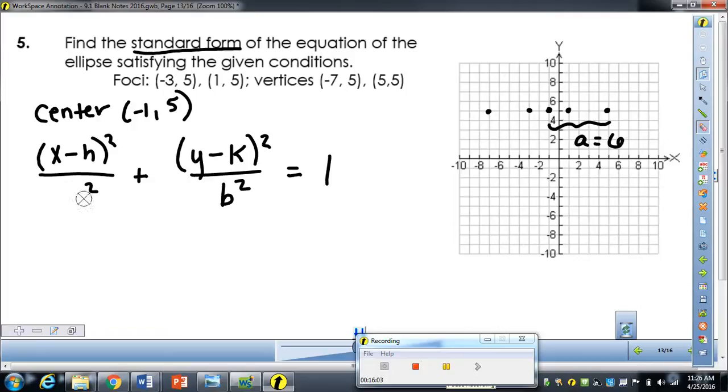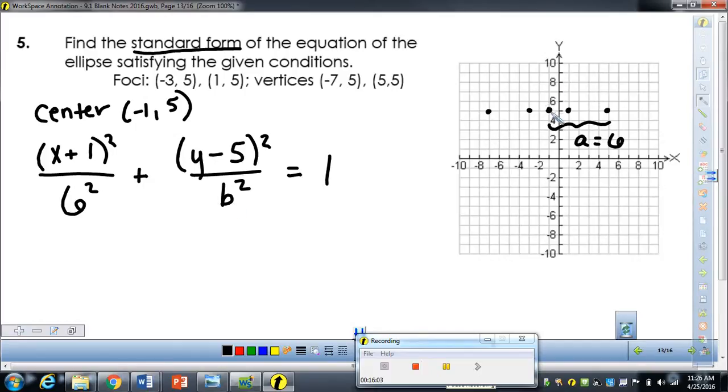So let's actually just start to fill these in. That's actually going to be a 36. For our center, this is going to appear to be x plus 1, changing the sign. Over here for the y value, that's going to appear to be y minus 5. So it looks like really what we just need to find out is b squared.